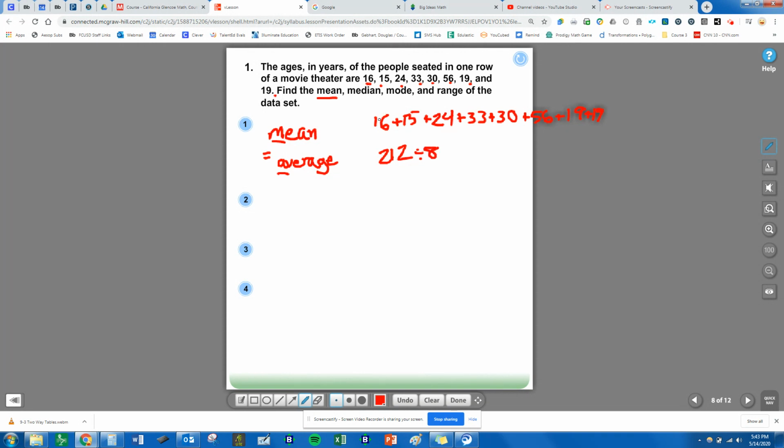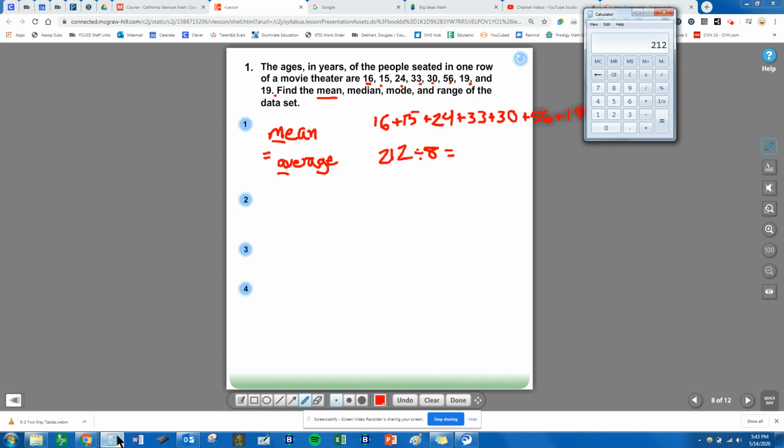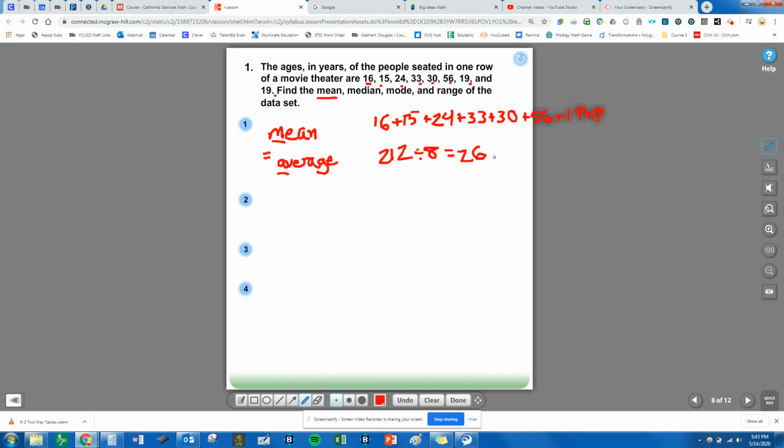This would be like also used to find your average grades. They add up all the grades, and then they divide it by the number of grades. So that gives you your average, or your grade point average too. It's calculated very similarly. So go ahead and calculate 212 divided by 8, and what do you get? Okay, you should have gotten 26.5. So the average age of this movie theater at this movie is 26.5.